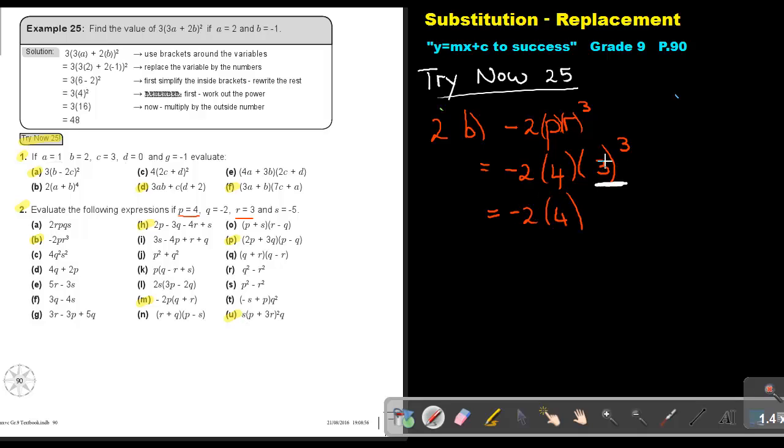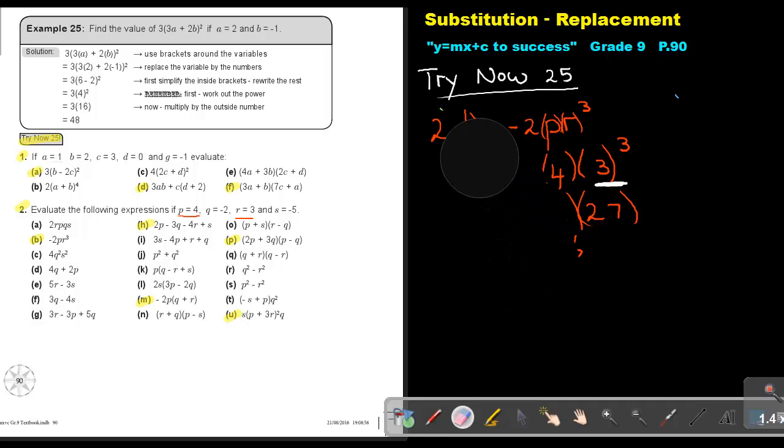And now 3 times 3 times 3, that's going to be 27. And now you can say negative 2 times 4 times 27. Remember, there's one negative sign, and that's multiplication. So it's an odd, so the sign will stay negative. And it's 216. And you can use a calculator. Okay. That's number B.